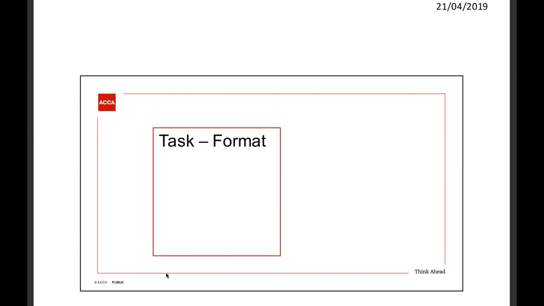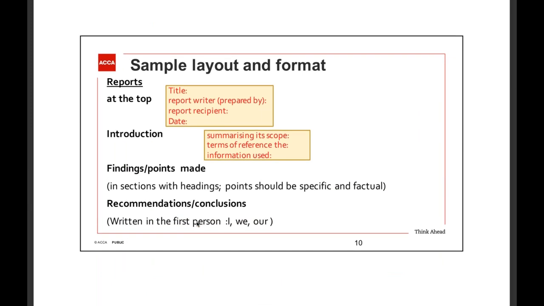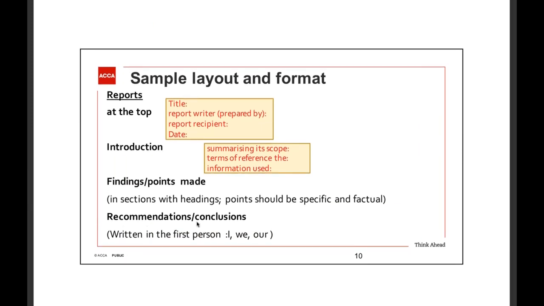Okay, the next part will be the task. That means the format. You may be required to construct a report. You are required to produce a report. It may be a complete report, or it can be a part of the report. That means a draft section of the report. I think when we went through specimen number 1, you'll find that some of the tasks are asking you to prepare a draft section of a report.